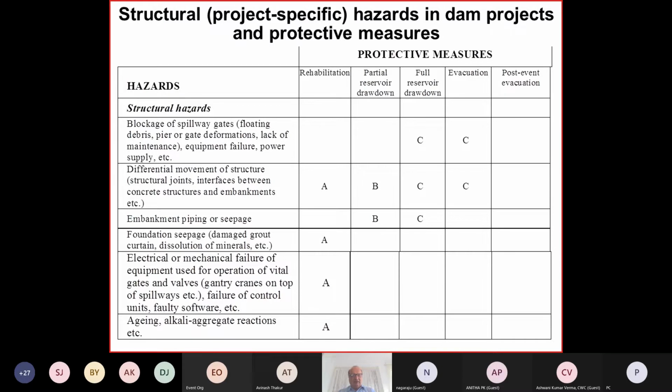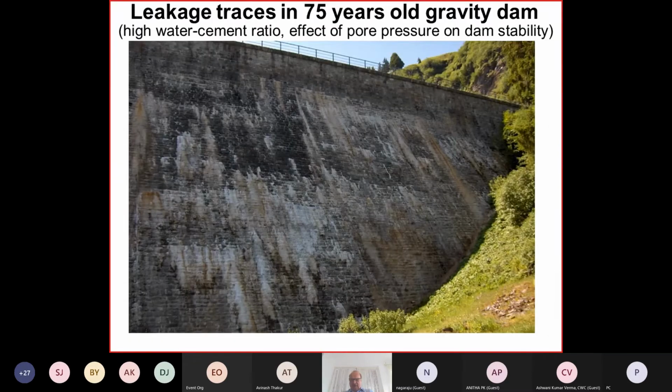And in a case of embankment dam, we can have piping or seepage, and depending on the type of dams, we can have foundation seepage due to damaged grout curtain or dissolution of minerals. You can have electromechanical failure and so on, aging, alkali aggregate reactions, which I would say are project specific, but they may overlap also with the other hazards which I have mentioned before to some extent.